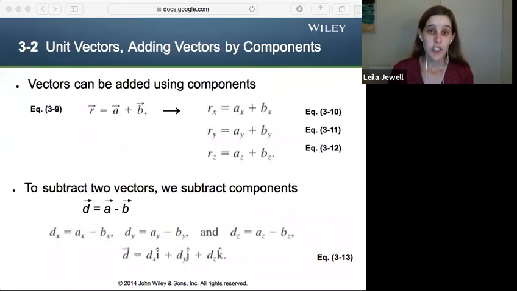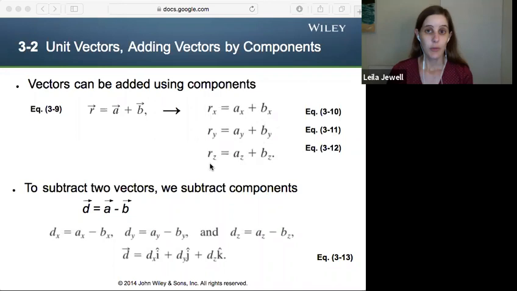So vectors can then be added using their components, and they'll follow the simple scalar algebraic rules, right? So if we want to add vectors A and B to get vector R, we just have to focus on adding all the x components of A and B, and that will give us the x component of R. Add the y components of A and B, that will give us the y component of R, and add the z components of A and B, and that will give us the z scalar component of R.